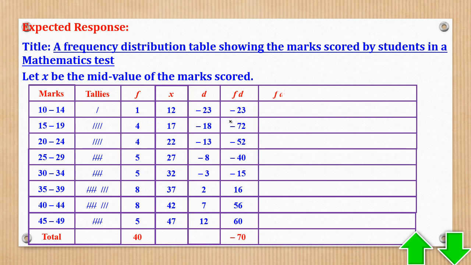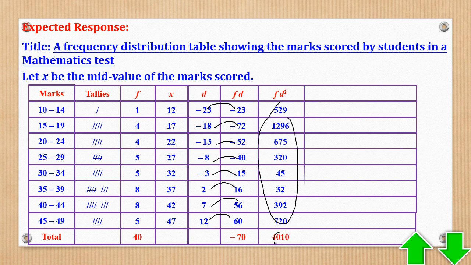Then for standard deviation, we shall need FD squared. So this times this, this times this, this times this, this times this, this times this, this times this, this times this, and this times that. So still add everything here, you'll come up with this.